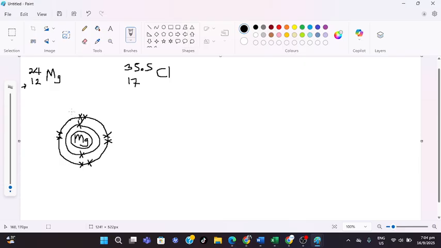And we're gonna have 2 on our last shell. That's gonna be 10 and 2, 12. I'm gonna put them apart. Electrons don't like electrons sometimes. Now let's look at our chlorine. Copy and paste this one.